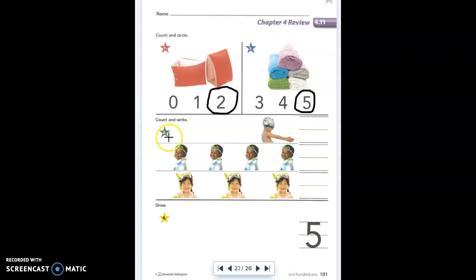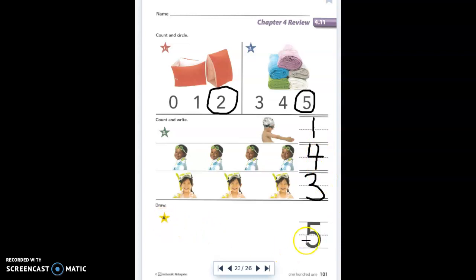For number 3, they want me to look at each row. There are 3 rows here, and beside each row is the place to write how many items are in each row. In this first row I have 1 person, so I need to write the number 1. In this second row I have 1, 2, 3, 4 swimmers. I need to write the number 4. In the third row I have 1, 2, 3. So I will write the number 3. I've counted how many are in each row and I've written the number beside it.